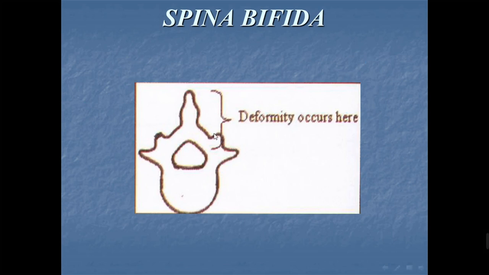The deformity will appear at this site. This is the body of the vertebra. These are the pedicles and the transverse process. These are the pedicles and lamina, and this is lastly the spinous process.